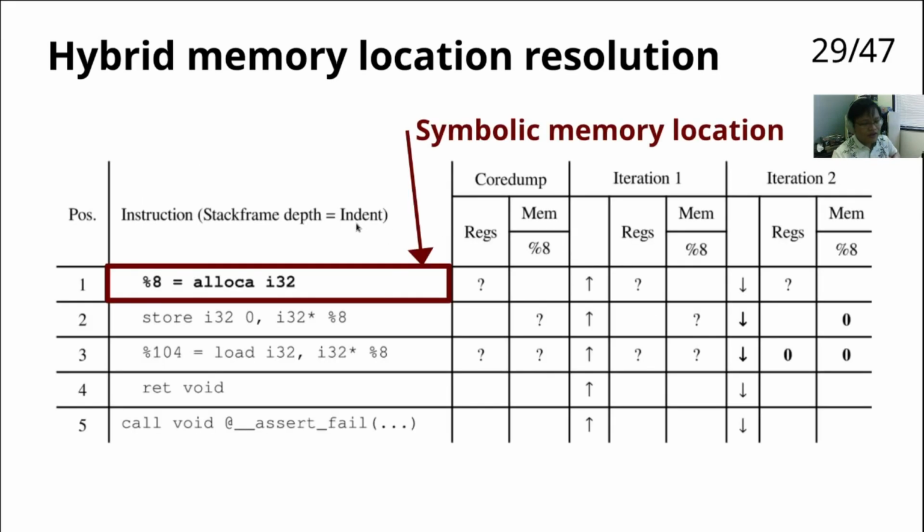So we return to the earlier example, and instead here we use our proposed hybrid memory location resolution. Here, because %8 is a hybrid symbolic location, STRAB will now execute store and load, treating %8 as a single memory location, resulting in register 104's value being inferred as 0, which is much better than a simple extension of REPT.